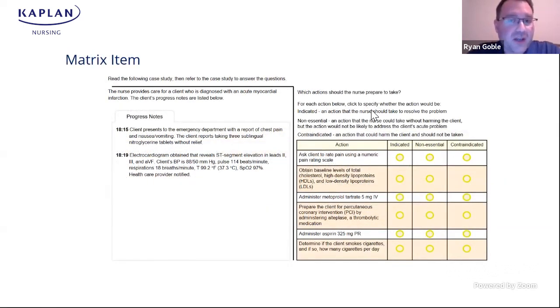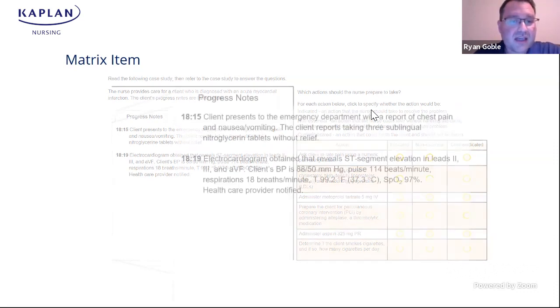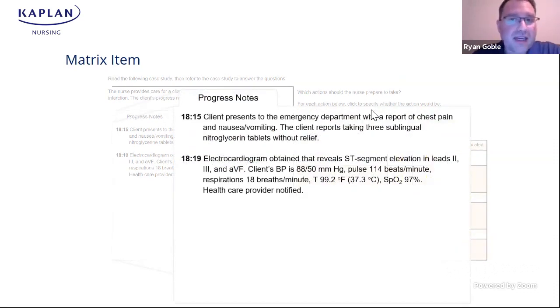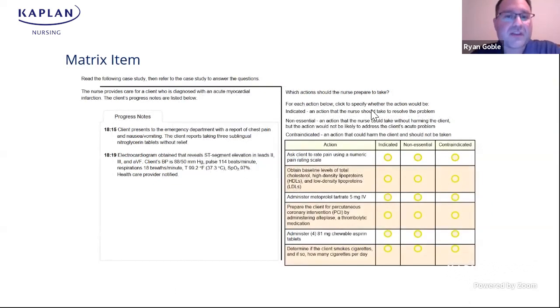Here we have a matrix item that we've written. The client is experiencing an acute myocardial infarction. The client had nausea, vomiting, took 3 sublingual nitroglycerin tablets. The ECG revealed ST segment elevation in leads 2, 3, and AVF, so it's an inferior MI. And we see that the client is hypotensive, 88/50, and tachycardic. So with this matrix item, we're asking what's indicated, what's non-essential, and what's contraindicated.